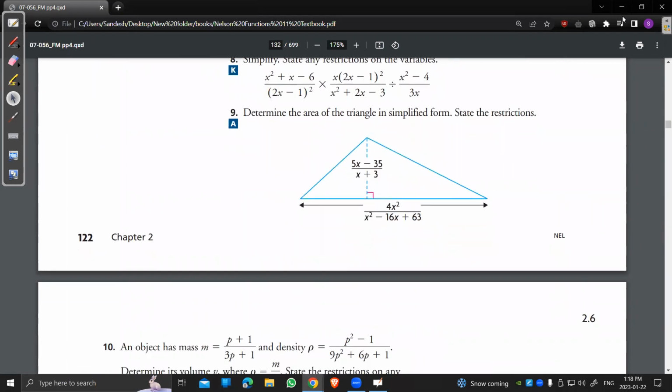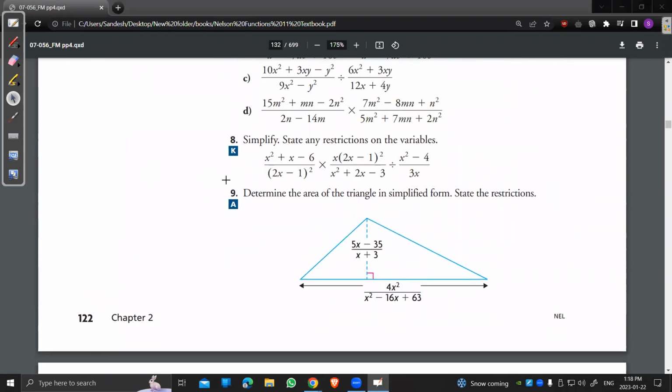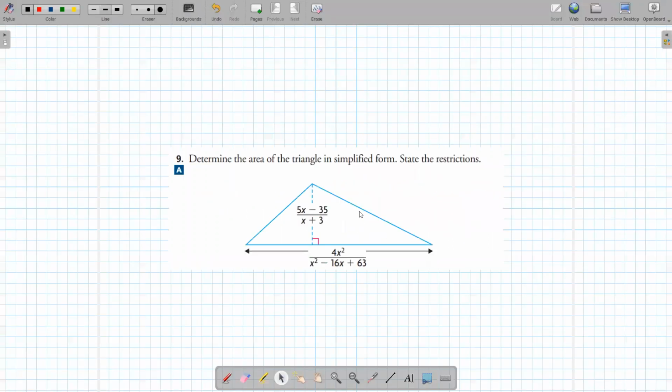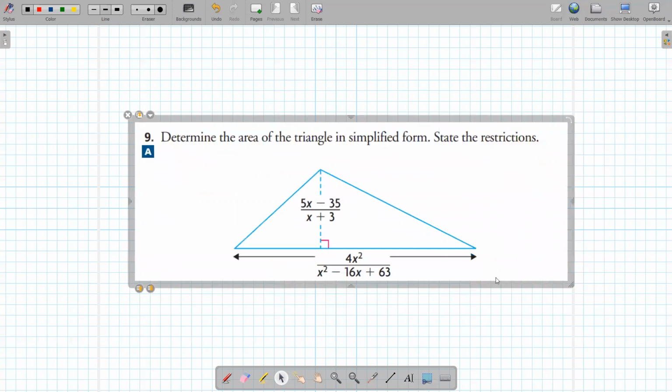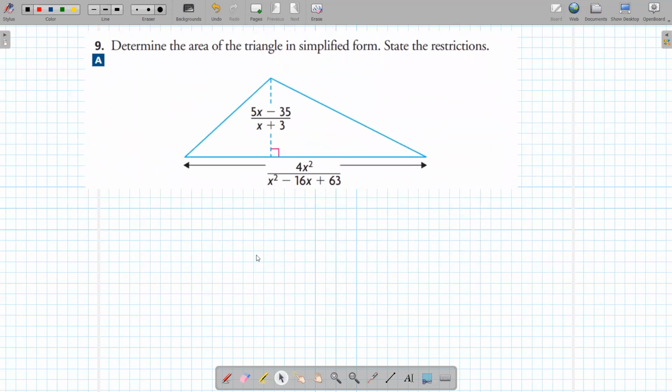Is there any word problem available? Okay, there it is. So it's a triangle, and they want us to find the area in simplified form. How do we go about doing this? Any ideas?